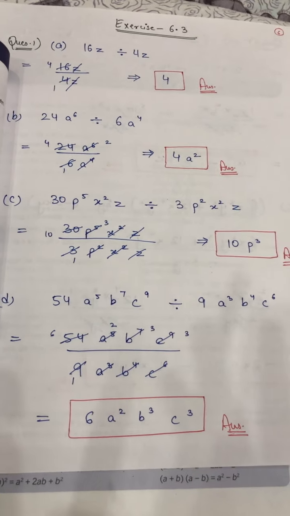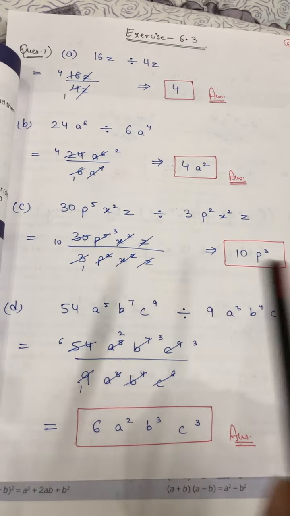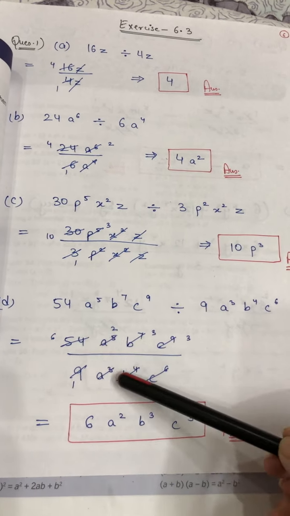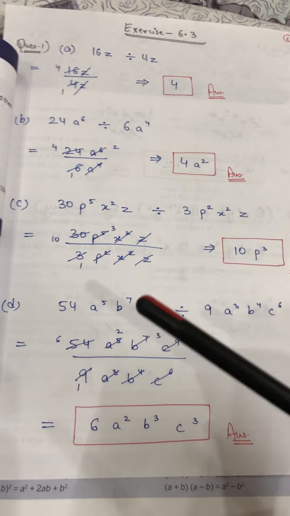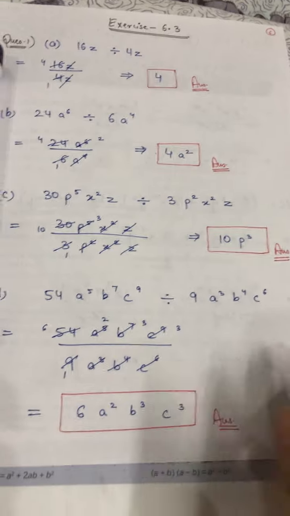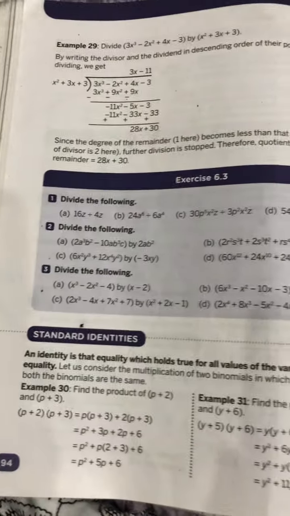So the concept behind that is, whenever you are going to divide the algebraic expression, you have to cancel constant with the constant and variable with the variable. When you are cancelling the variables, you always have to subtract the powers. Alright, so now let's move on to question number 2.